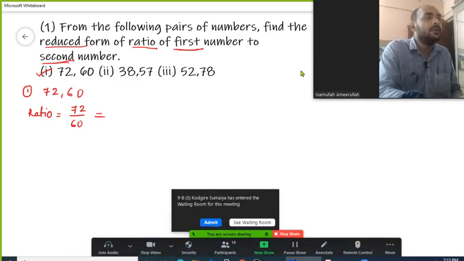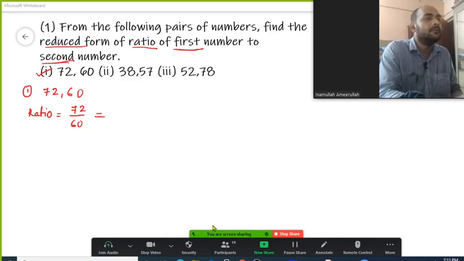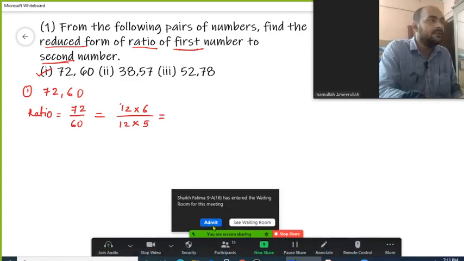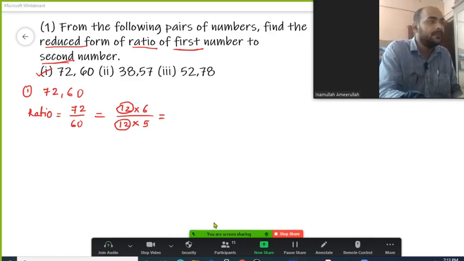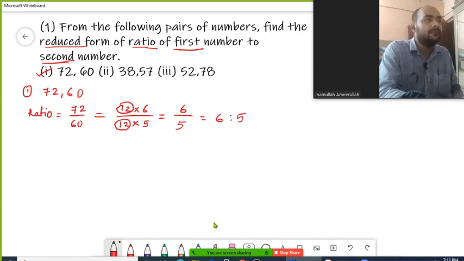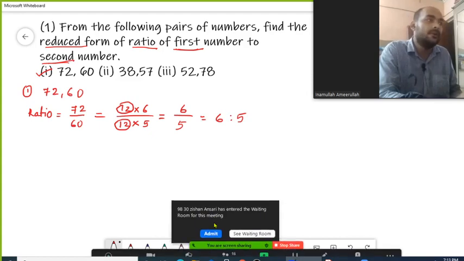72 can be written as 12 sixes and 60 as 12 fives. 12 is common in numerator and denominator, so we can cancel these two 12s, or divide numerator and denominator by 12. So we will be left with only 6 upon 5, and this is our ratio, 6 is to 5, and this is the reduced form of the given numbers.